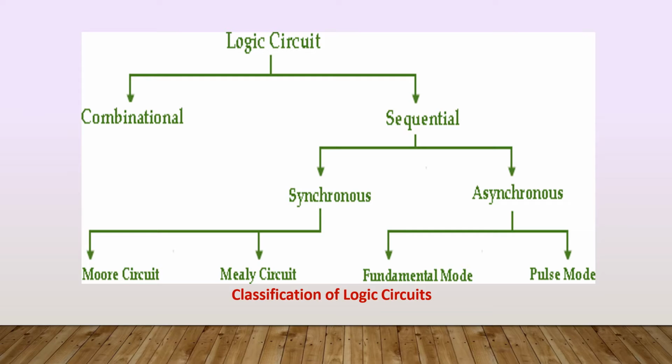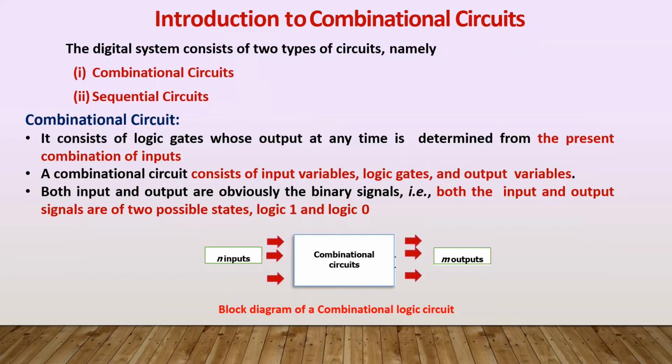So this is a classification of logic circuits. Logic circuits are broadly classified into two types, combinational circuits and sequential circuits. Sequential circuits are further divided into two types, synchronous and asynchronous sequential circuits. Synchronous circuits are again classified into two types, Moore circuit and Mealy circuit. Asynchronous circuits are also classified into two types, fundamental mode and pulse mode. And next is the introduction to the combinational circuit.